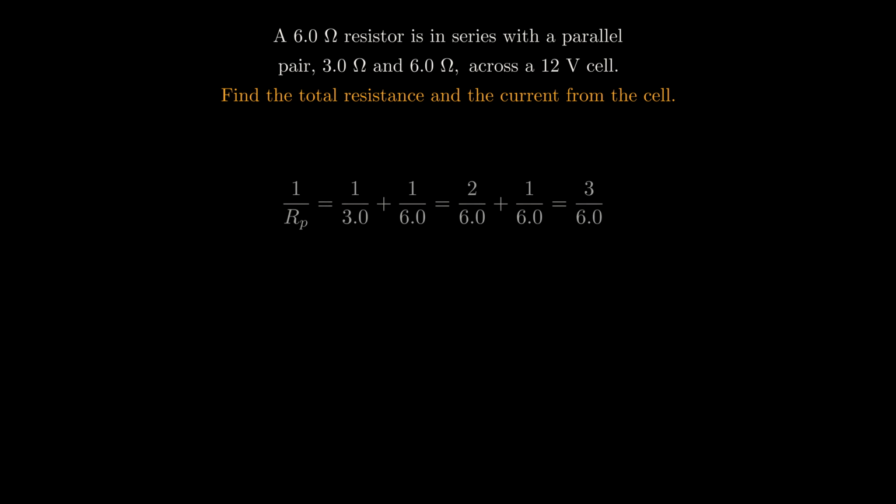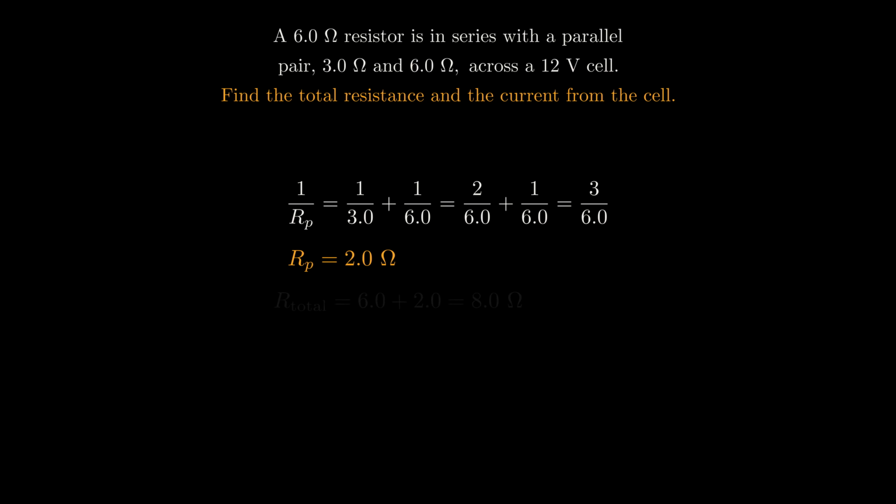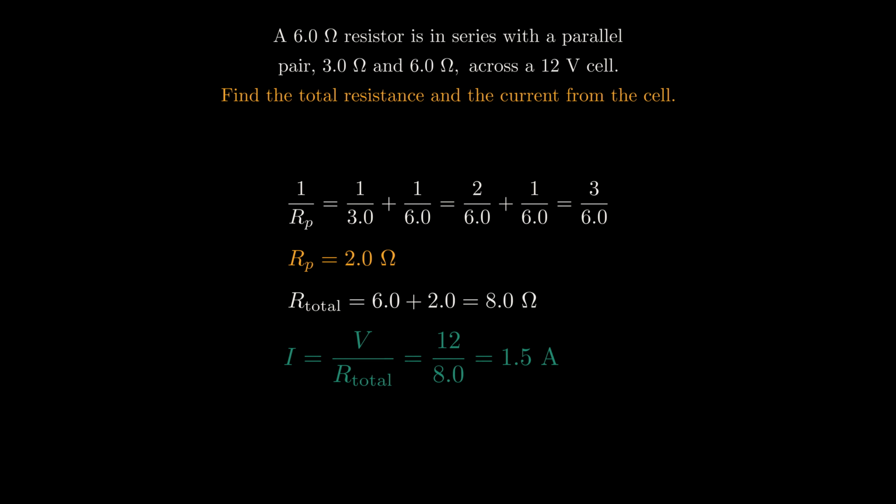Over a common denominator of 6, that's 2/6 plus 1/6, which is 3/6. Flip that over. R parallel is 2 ohms, smaller than either branch, exactly as promised. Now that 2 ohm block is in series with a 6 ohm resistor, so they simply add to 8 ohms total. Finally, Ohm's law on the whole circuit. 12 volts over 8 ohms gives 1.5 amps flowing from the cell.